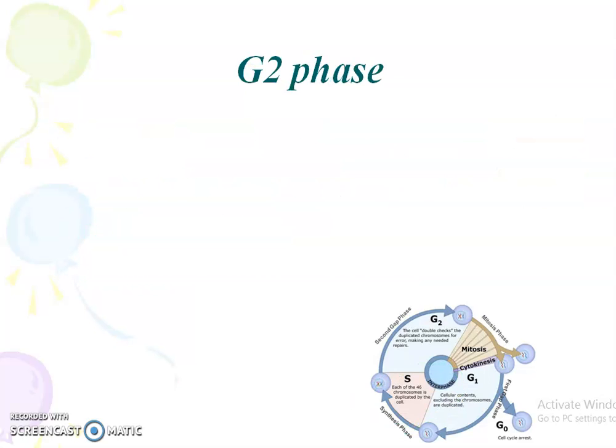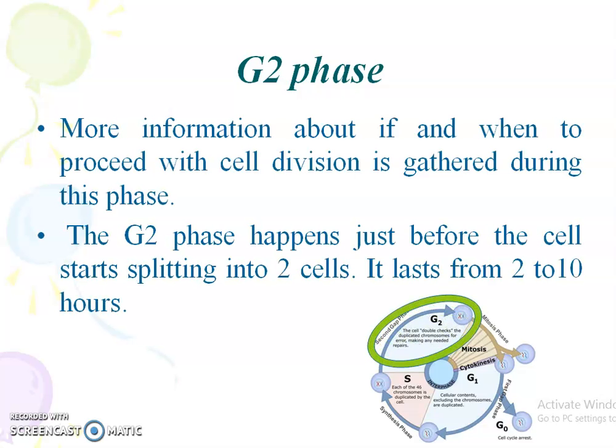Then coming to the next one, the G2 phase. Here, more information about if and when to proceed with cell division is gathered. The G2 phase happens just before the mitosis phase, that is, just before the cell starts to split into 2, and this phase lasts for 2 to 10 hours.